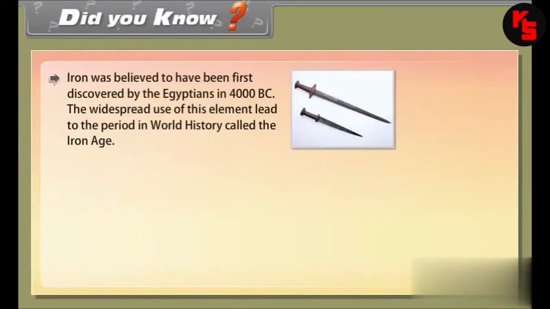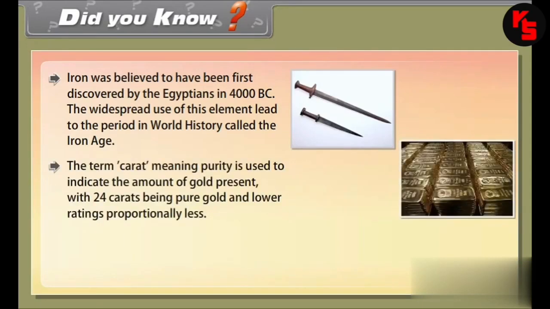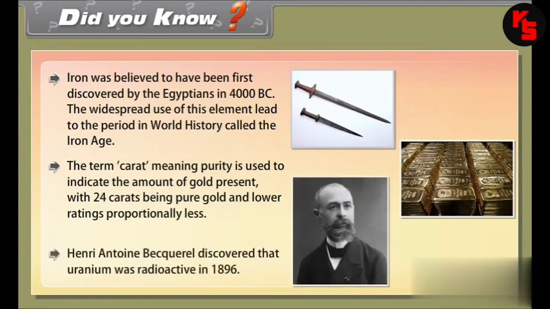Did you know? Iron was believed to have been first discovered by the Egyptians in 4000 BC. The widespread use of this element led to the period in world history called the Iron Age. The term carat, meaning purity, is used to indicate the amount of gold present, with 24 carats being pure gold and lower ratings proportionally less. Henry Antoine Becquerel discovered that uranium was radioactive in 1896.